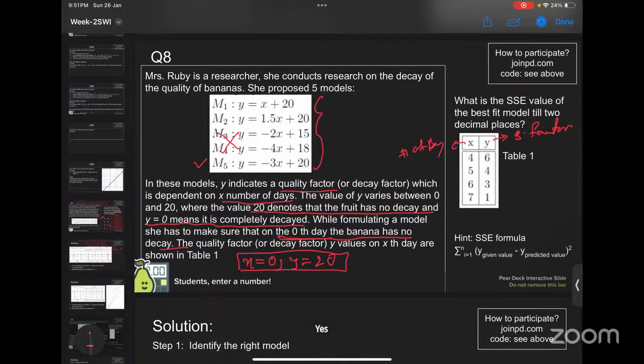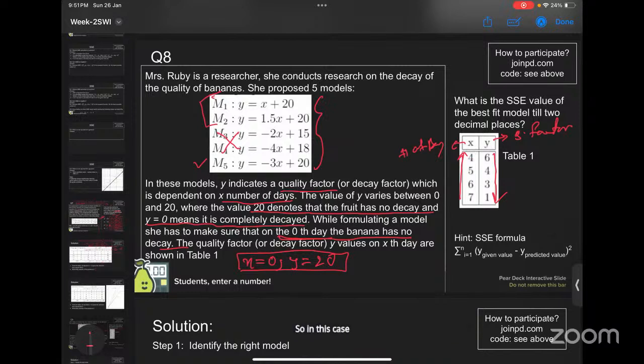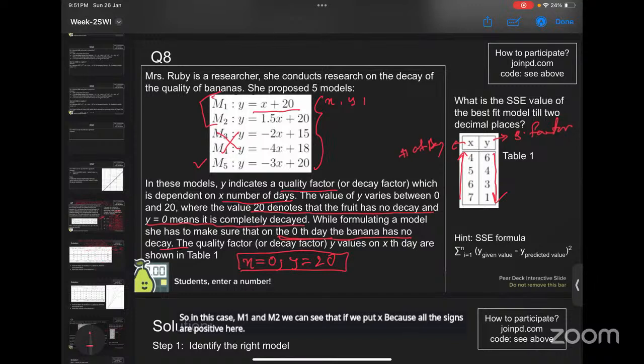Yes, ma'am. Okay, then we have to check for the rest of the answer. So for M1 and M2, we can see that when X is going in increasing order and Y is going in decreasing order, right? In this case, for M1 and M2, because all the signs are positive here, Y will also be going in increasing order for M1, and for M2 also X is in increasing order and Y will be going in increasing order, right?